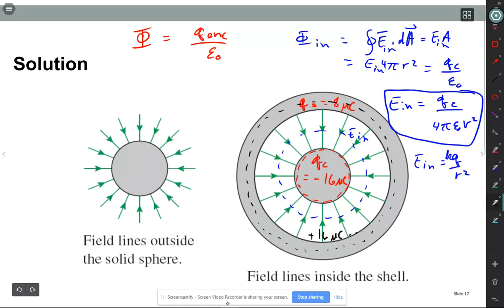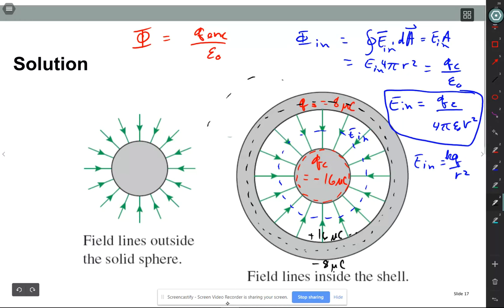Well, now if I come out and I make my shell here, let's do the next thing automatically. It's simple. If the shell has plus 8 microcoulombs and there's plus 16 on the inner surface, how much is on the outer surface? Minus 8. So we have minus 8 microcoulombs on the outer surface.